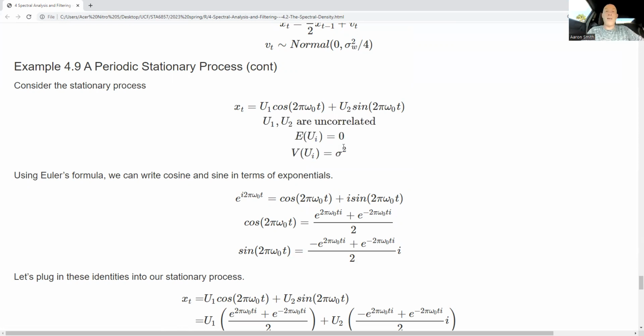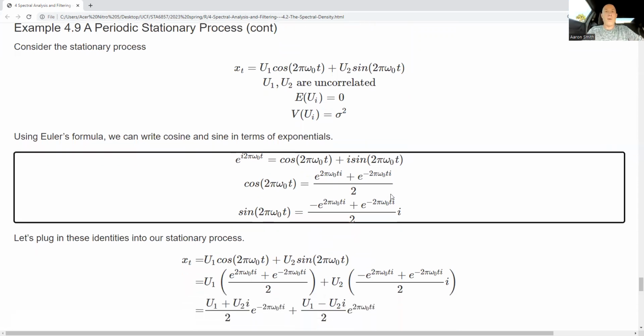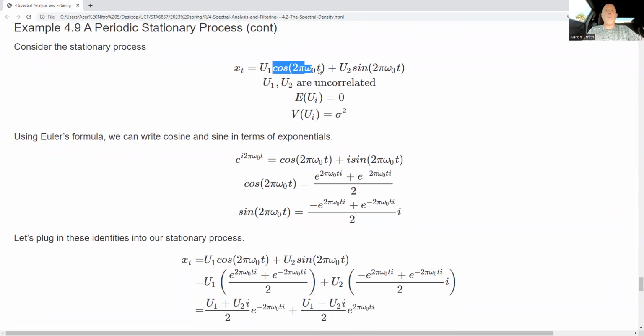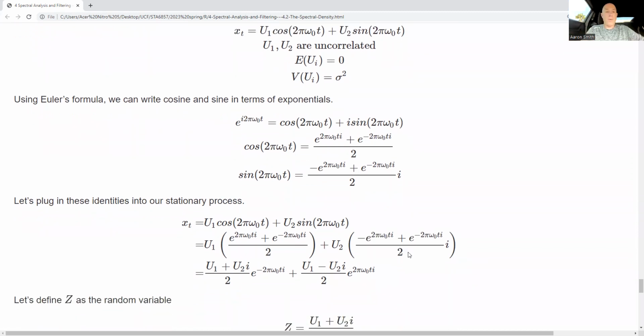All right, so I'm going to take what I have here, and I'm going to rewrite my time series using Euler's formula. Okay, so once again, I'm just doing this whole sine cosine trick like I did before. So I'm going to replace this cosine with the exponentials here. I'm going to replace the sine with the exponential here. Okay, and then I'm going to rewrite it, grouping like terms on the e's. We're going to group like terms.